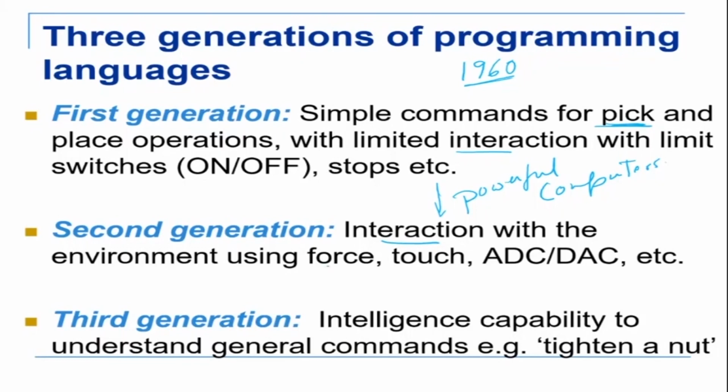Interaction with the environment, force, touch, ADC, DSC, etc. Computer vision, all these are second generation. Third generation is where we are today. Second generation is about the 1970s. This is about 2000. So third generation is basically intelligence, the capability to understand general commands.